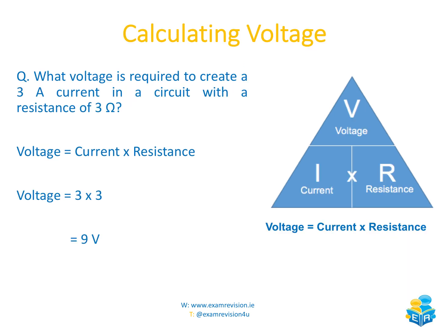Okay, so we're going to have a look at a couple of calculations then with voltage. So using the triangle over here, if we cover up voltage, we're left with current times resistance, and that's exactly what we have over here. So what voltage is required to create a 3 amp current in a circuit with a resistance of 3 ohms? So that symbol there is ohms, which we'll come back to in a couple of minutes.